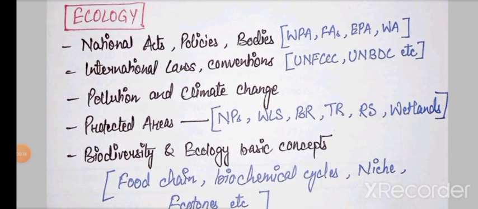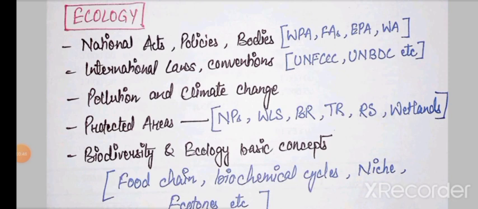And in the ecology or environment topic, national acts, policies and bodies are important, like the Wildlife Protection Act, Forest Acts, Environmental Protection Act, Water Act, everything is important. But if you have no time, then just go with WPA and EPA, okay? International laws and conventions are important. Sometimes questions have been asked, like UNFCCC, UNCBD, etc.